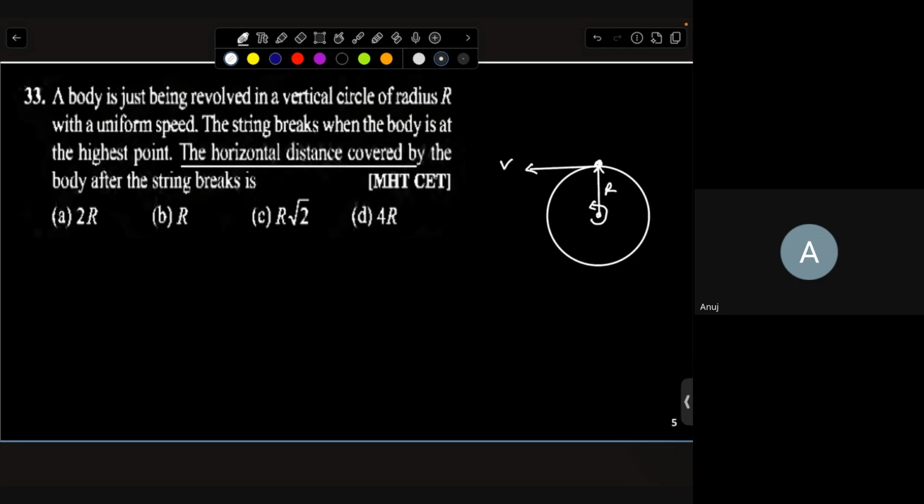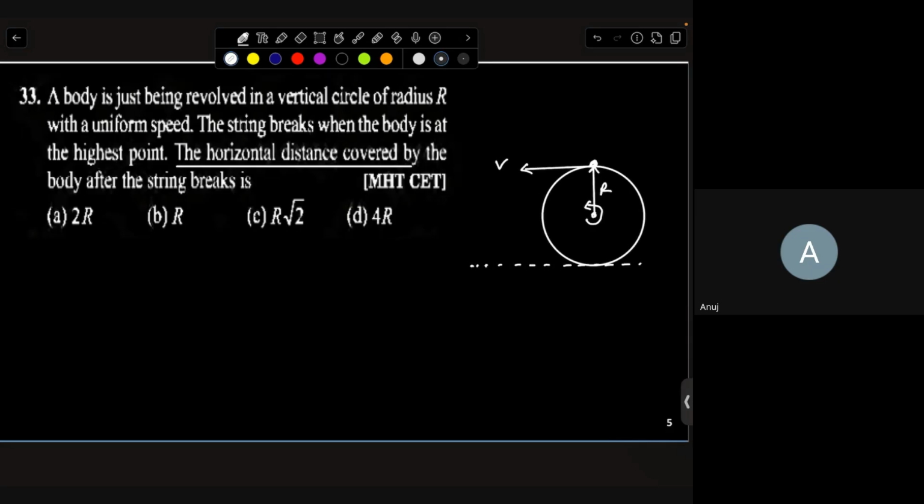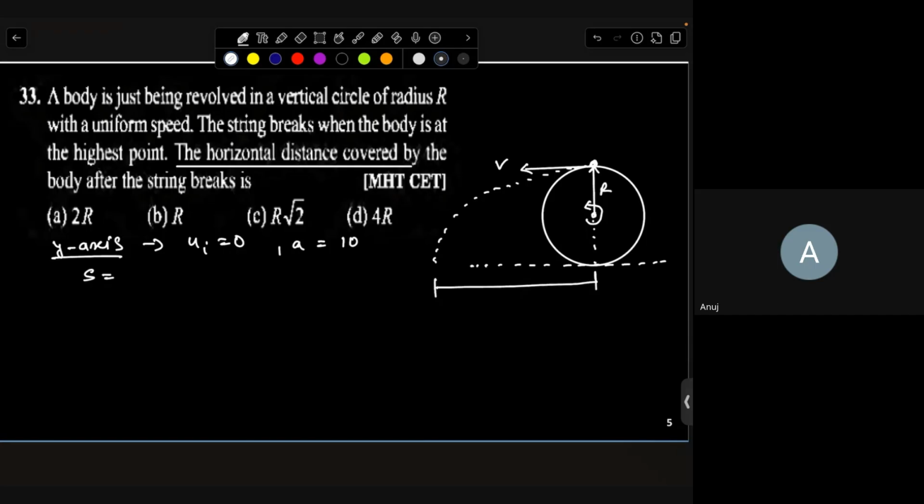Since nothing else is given, you can take this as your reference level. That means, what is the distance covered? Basically, this is the distance they are asking for, correct? Now we know that S is equal to, let's say you are talking about the y-axis, there is no initial velocity but there is acceleration. We can take it as 10 meter per second square. So when it reaches the ground, can you say that this ball must have traveled a distance of 2r?